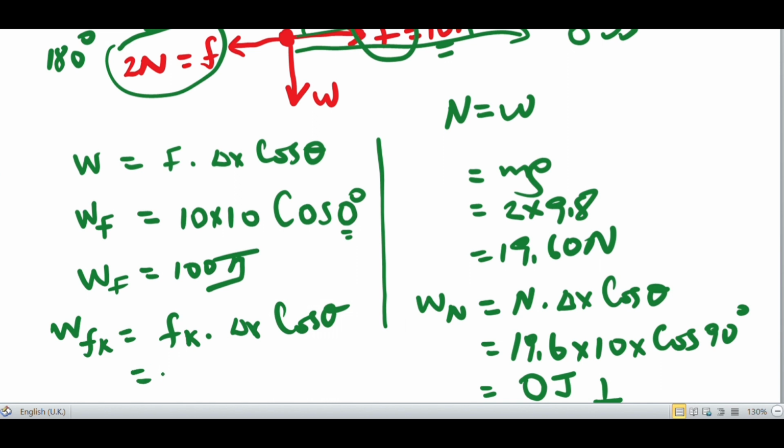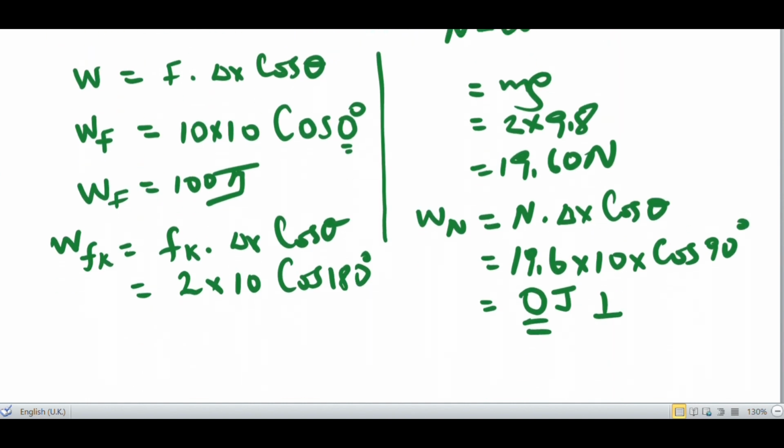Now let's substitute. The frictional force is equal to 2. The displacement is equal to 10. Cos the angle is equal to 180, opposes the motion. So for a frictional force, you will always just put that 180. Okay, so we have negative 20 joules. So that negative tells us that the frictional force decreases the speed of an object. I hope that is clear.